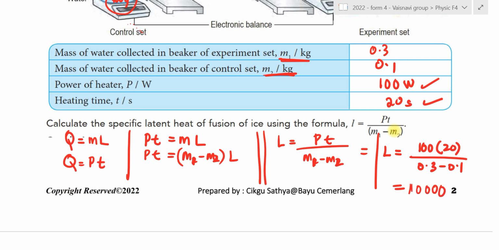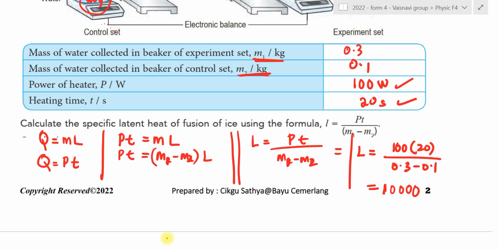Unit? Unit kamu tengok Q equal to ml kan? Betul tak? Make L as a subject, Q over M. Q tu apa dia unit? Q is heat, heat energy. Q unit dia Joule lah. Yang ni kg kan? Jadi joule, kg naik atas, jadi kg negative 1.